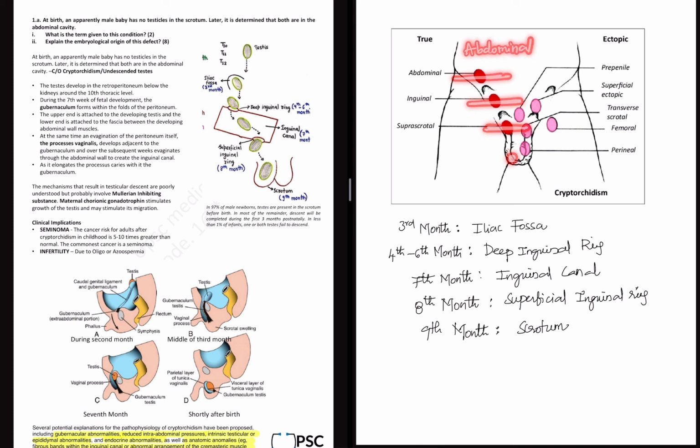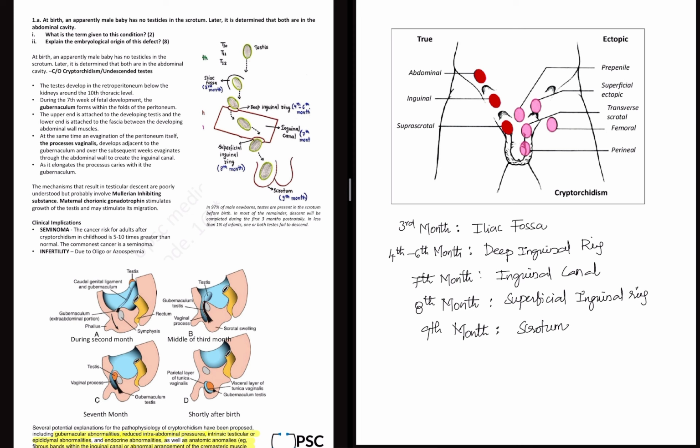So the correct term which you can give here, what is the term given to this condition? It is undescended testis. So cryptorchidism and undescended testis are not synonymous terms. Under the umbrella of cryptorchidism, you have undescended testis. If the same testis, I am not talking about the normal path of descent, instead of normal path of descent, it is placed somewhere else. It is going to an ectopic site, which is not normal.